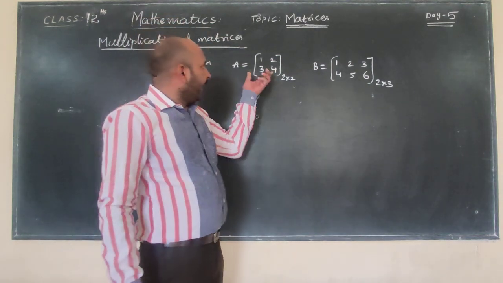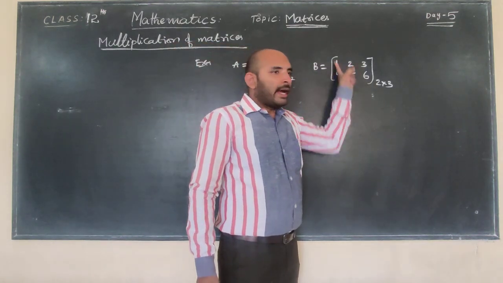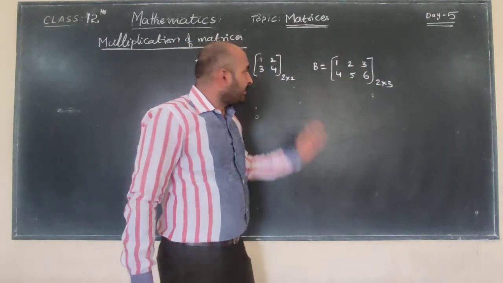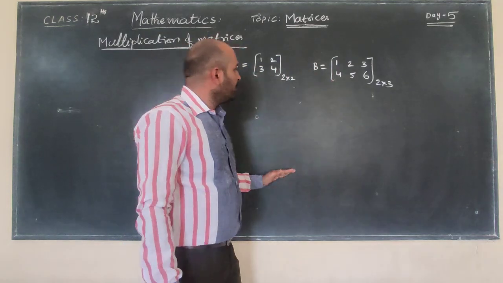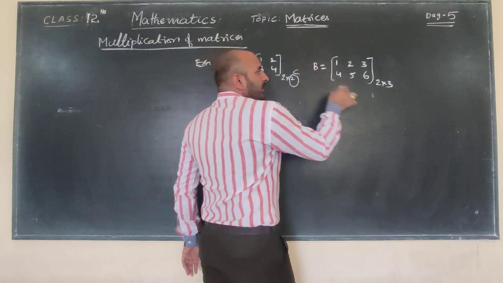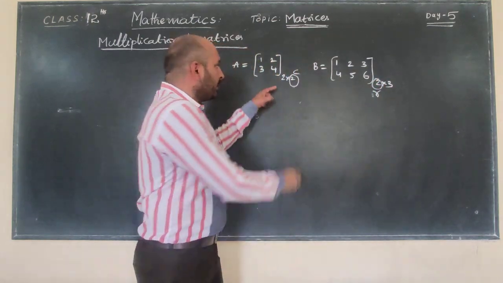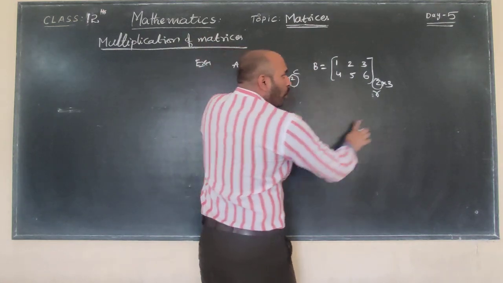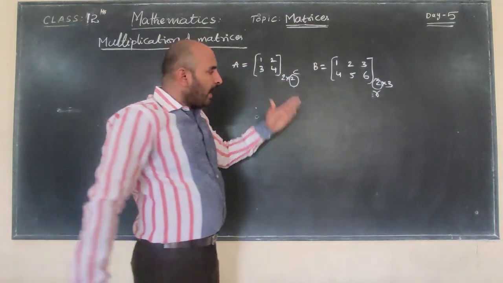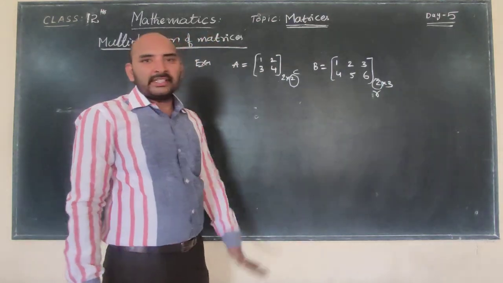Listen, here A is a 2 by 2 matrix, and B has 2 rows and 3 columns. Then the resultant matrix AB gives 2 cross 3. So the first matrix's columns and the second matrix's rows are equal. Then the resultant matrix becomes 2 cross 3. Our answer must be a 2 by 3 matrix. That means totally 6 elements.